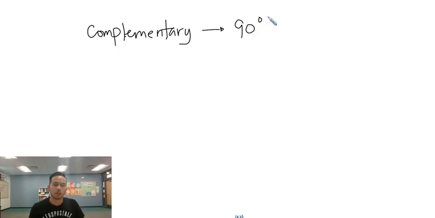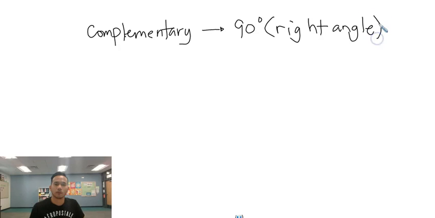When we say complementary, when you add the measurements of these two angles, they sum up to 90 degrees. They form a right angle. So we discussed this on the previous topic that we have.